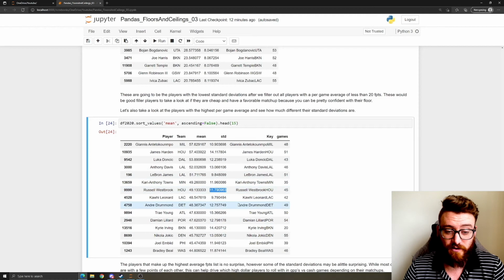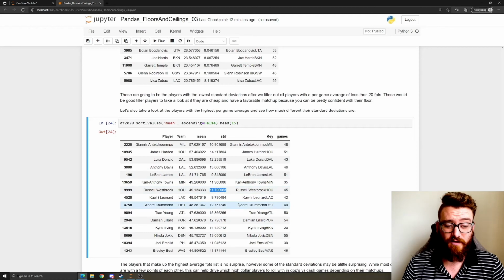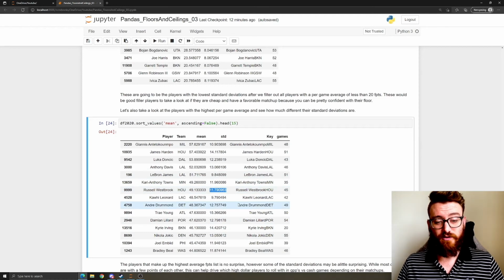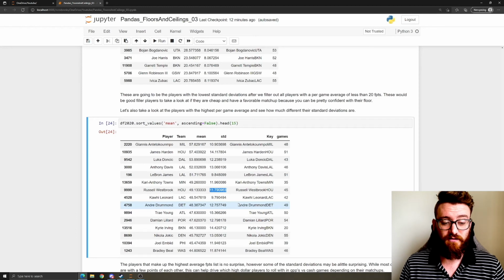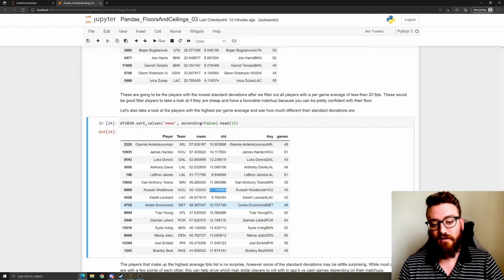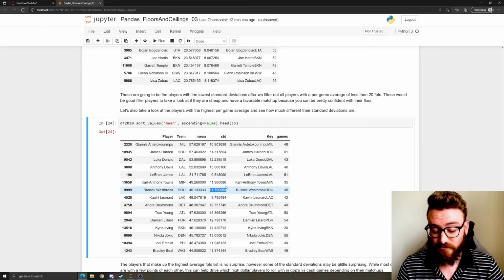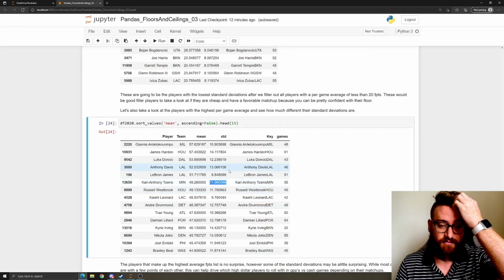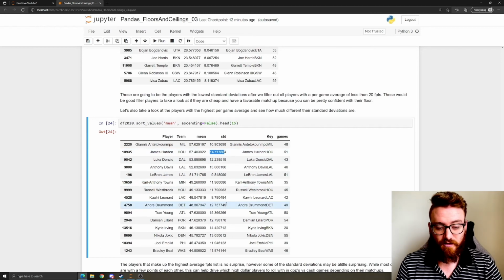Surprisingly, Russell Westbrook is an 11.79. A lot of people like to rag on Westbrook that he's inconsistent, but it might be just out of volume, you know, he's always doing things. But still, he's technically more consistent than Karl-Anthony Towns, than Anthony Davis, than Luka Doncic, than James Harden. He's a lot more consistent than a lot of players that you would think of.